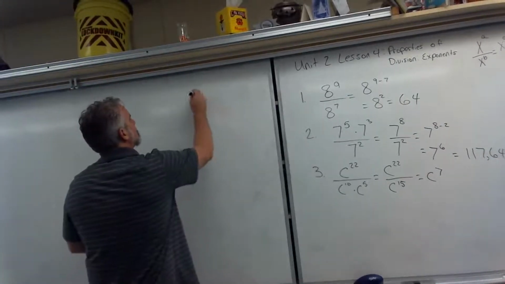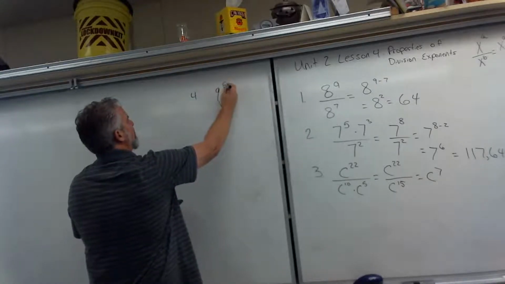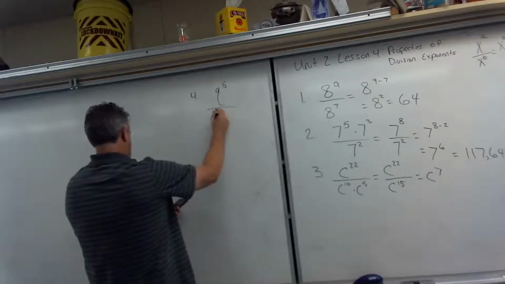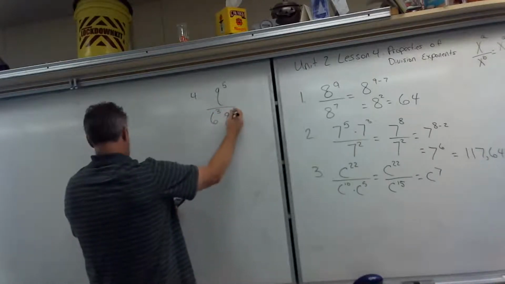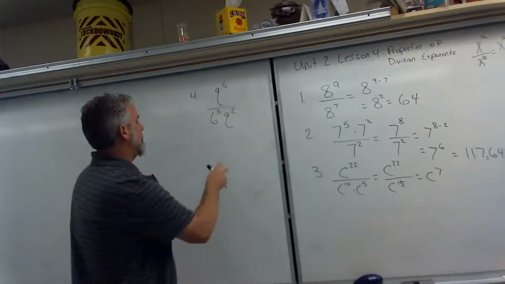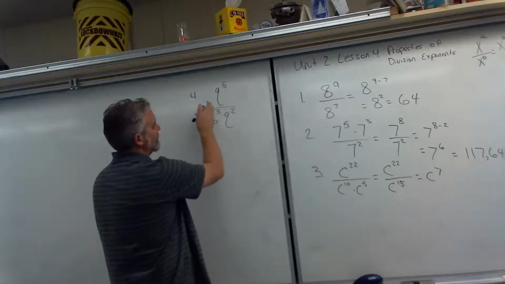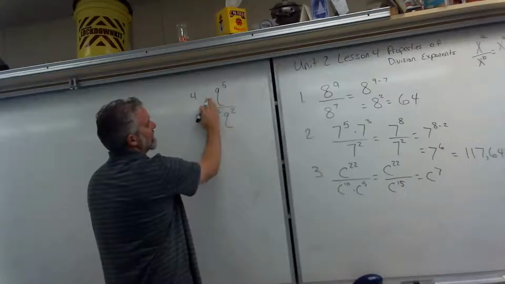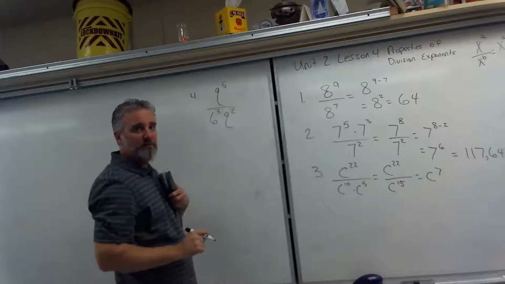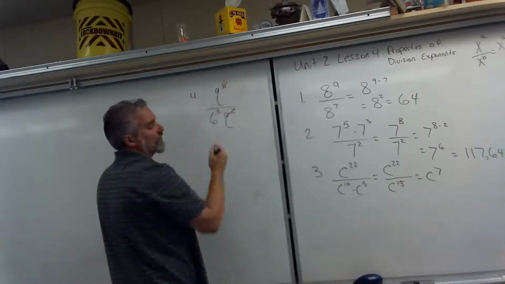Problem number 4. We have Q to the 5th power over 6 to the 3rd power Q to the 2nd power. So now this one's a little bit different because we have 2 different items down below in the denominator section. So it's not just Q's above Q's. Top exponent still subtracts the bottom exponent. 5 subtract 2 leaves me with 3 on top.